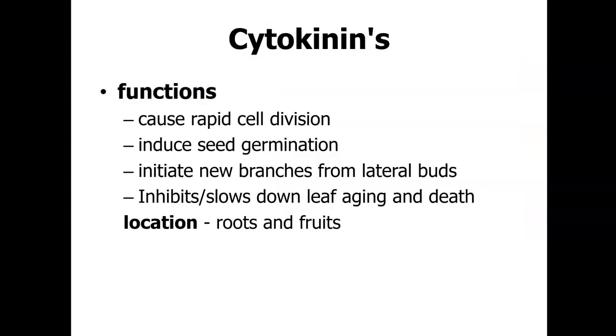And lastly, we're going to go over the last hormone, cytokinins. Its function is to cause rapid cell division. It induces seed germination, initiates the branches from the lateral buds, so it's going to grow new branches, and inhibits or slows down leaf aging and death. And so the location here is going to be the roots and fruits.